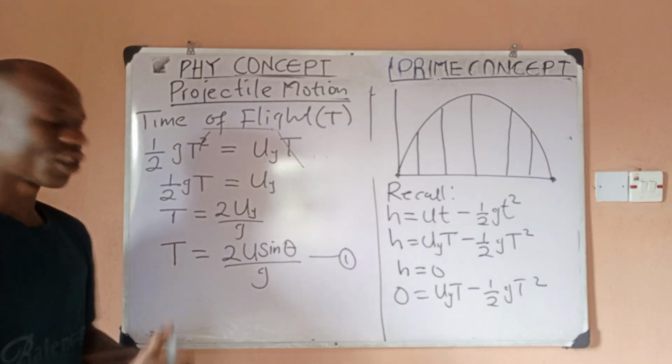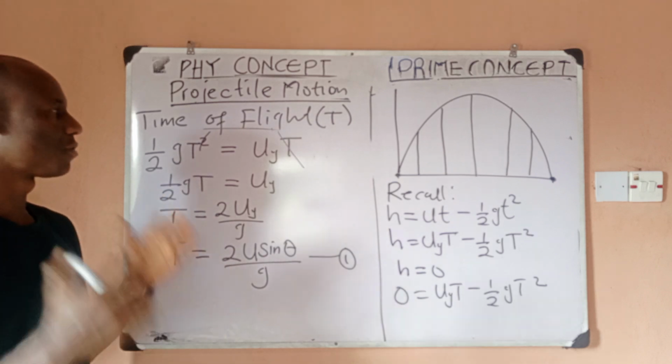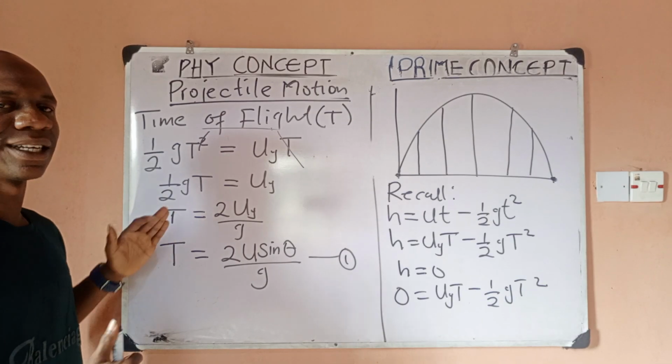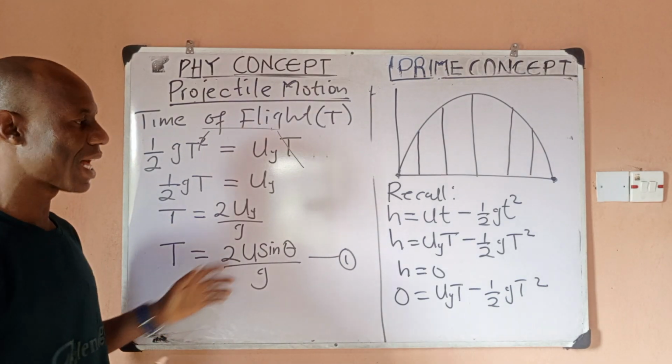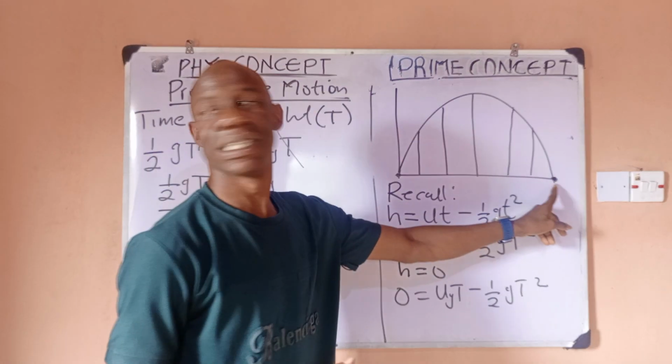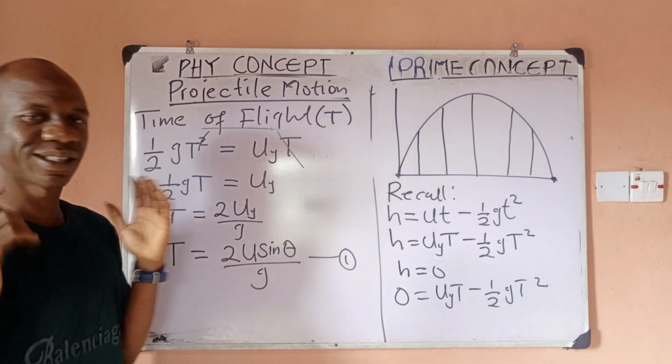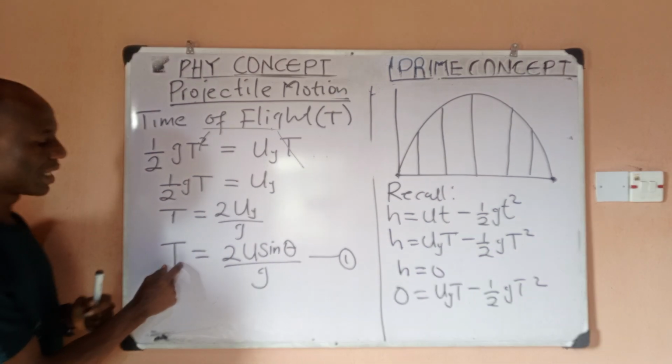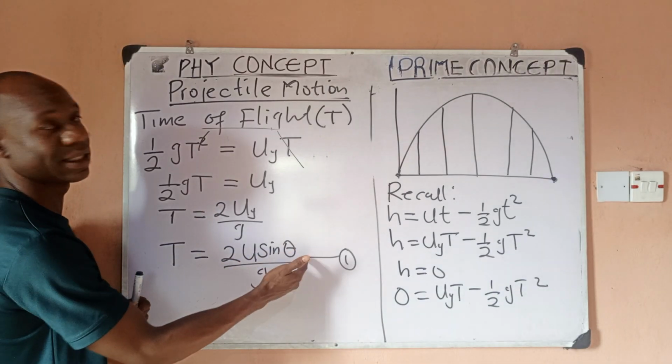Time of flight. And what is time of flight? The time it takes a projectile to return back to the same plane from which it was projected. And that time is given as T equals 2u sine theta over g. So you need to know this.